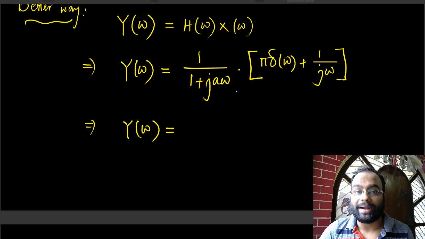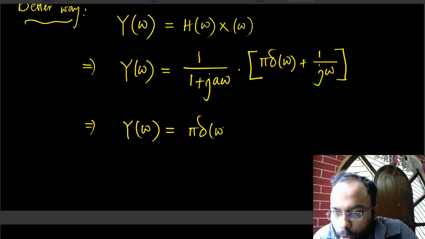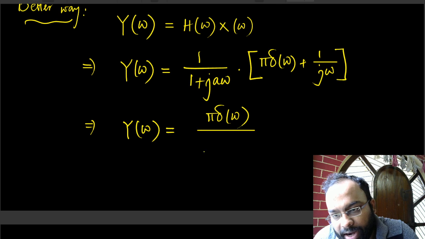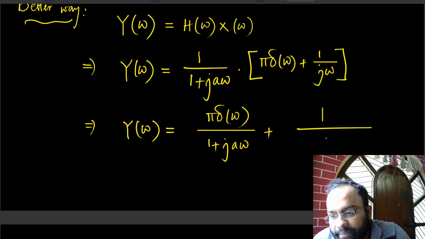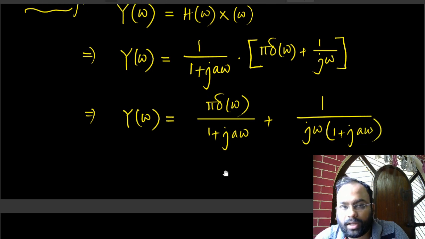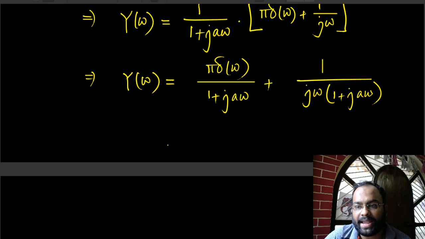Okay. So now we are multiplying these two signals, right? So let's multiply. We have pi delta omega divided by 1 plus j a omega, plus pi delta omega plus 1 by j omega into 1 plus j a omega. So we just distributed the multiplication once again. Now here we are applying a trick.